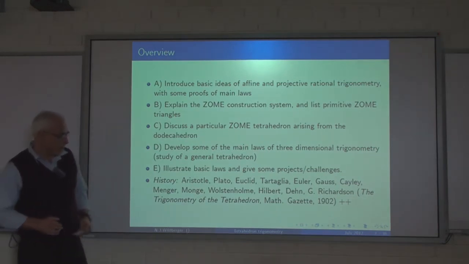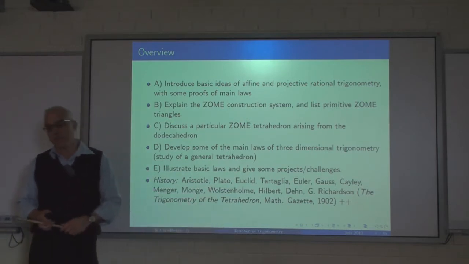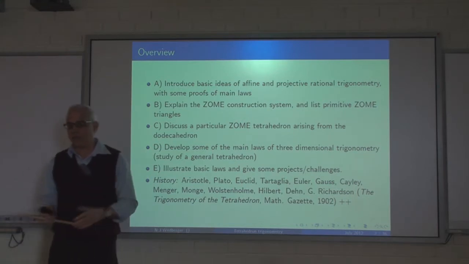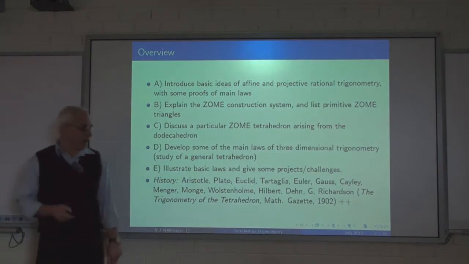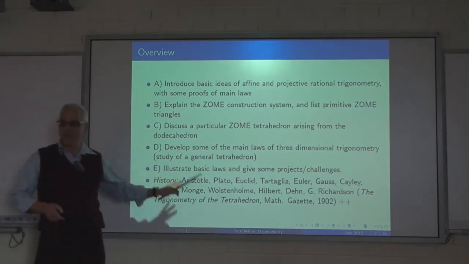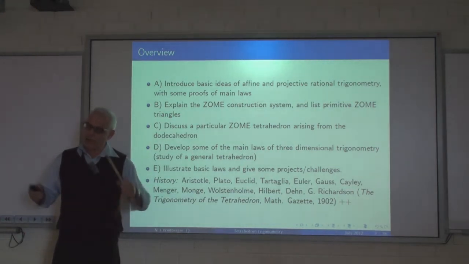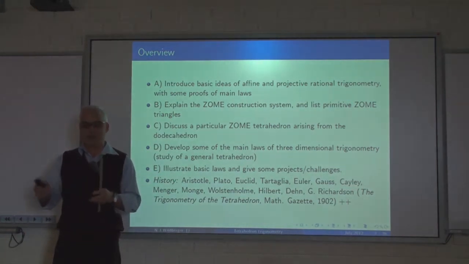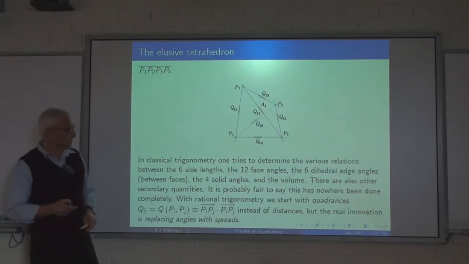The best paper that I know is more than 100 years old by G. Richardson, called The Trigonometry of the Tetrahedron, in the Math Gazette in 1902, which gives a relatively good study of the classical trigonometry of the tetrahedron, but it's not going to have very much at all to do with what we're going to present today, which is going to be a rational analog, but nevertheless a lot of the formulas that we introduce will be analogous to the ones here.